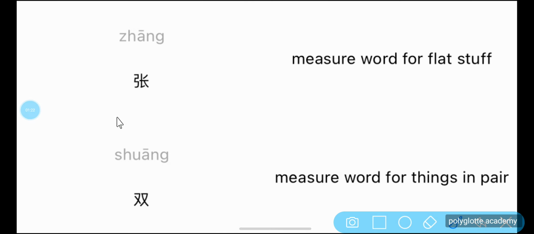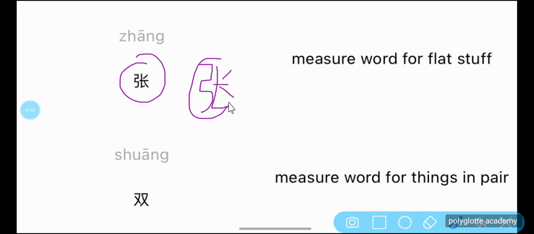The next measure word to use here is zhang, which is a measure word for flat objects, like tables. For demonstration, we write zhang like this. So this is zhang, which is a measure word for flat objects like tables.